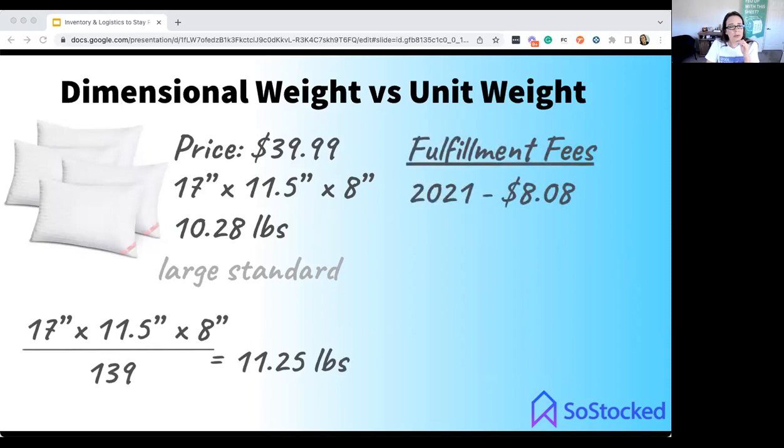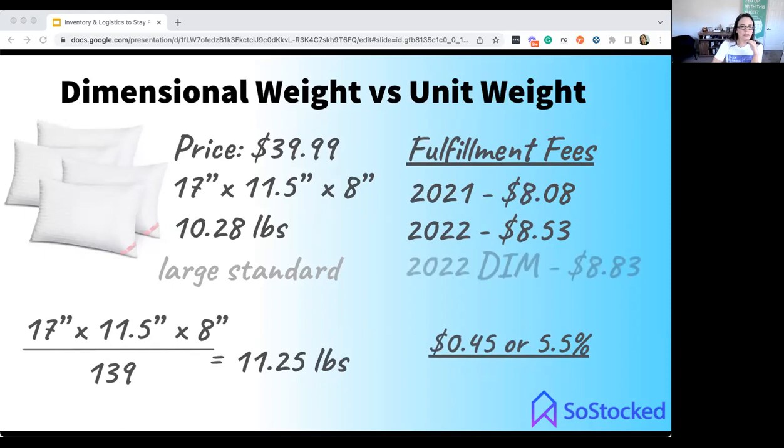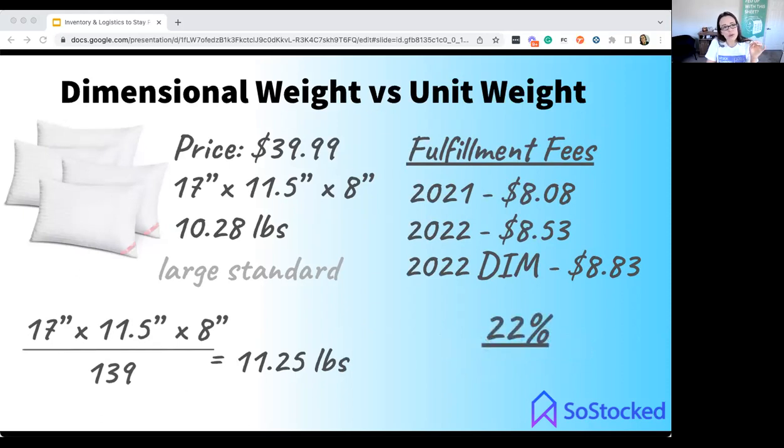So fulfillment fees went from $8 to what would have been $8.50, or a 5.5% increase. With dimensional weight, it went to almost $9, but that's only a 9.3% increase as opposed to a 74% increase. That's only 22% of the total retail cost. And then with the 15% referral fee, only 37% goes to Amazon.